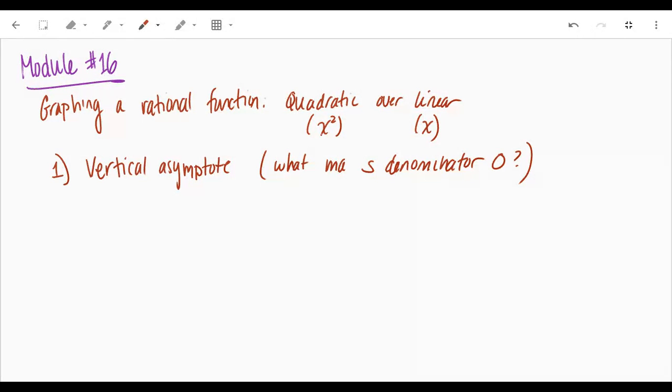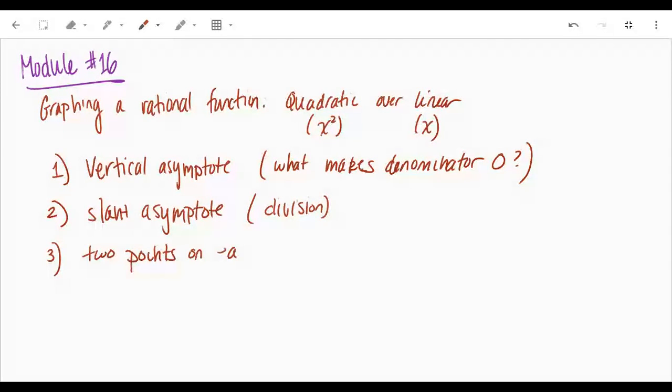The second thing we need to do is find your slant asymptote. And that will be, since the degree of the numerator is larger than the denominator, we'll have to do division. Okay, and all of these graphs will have two branches to them. You'll see, if you're not sure what that means, you'll see when I start to draw it. Then we need 2 points on each branch. And the easiest way to do that will be to start close to the asymptote.